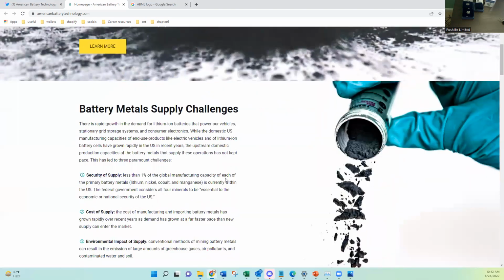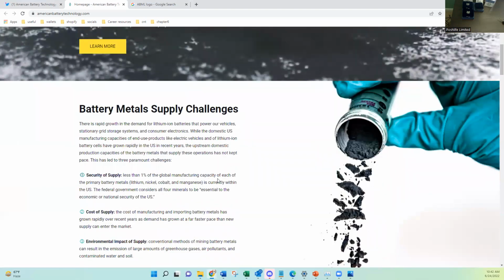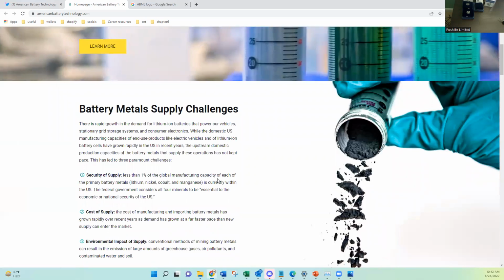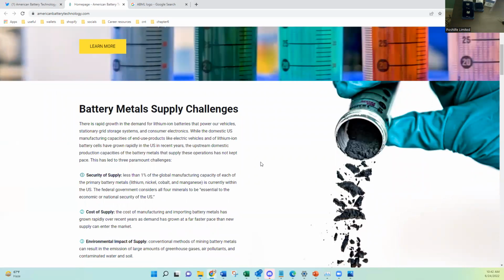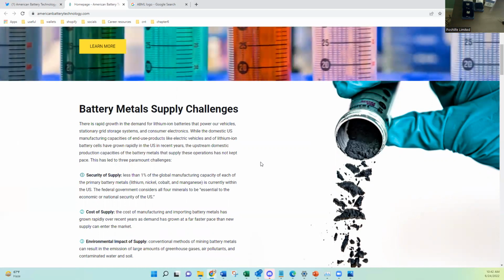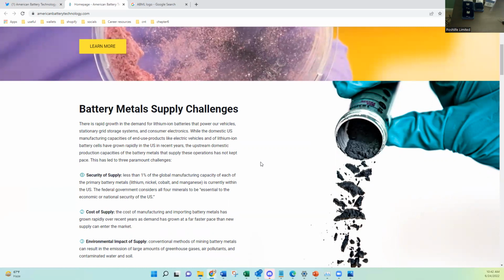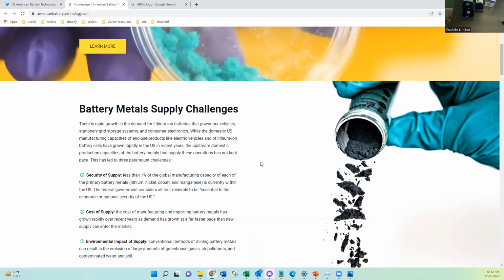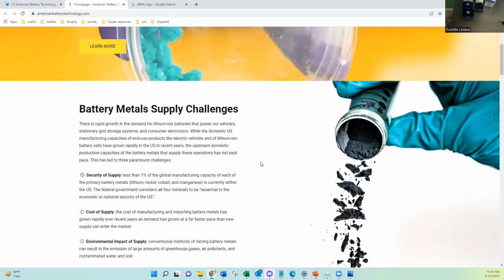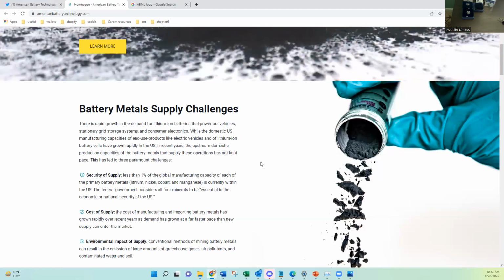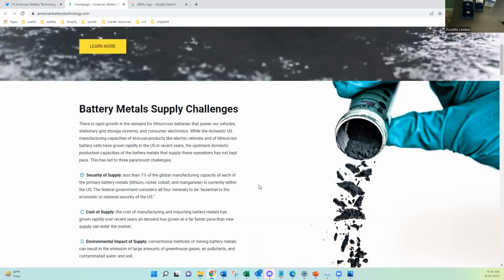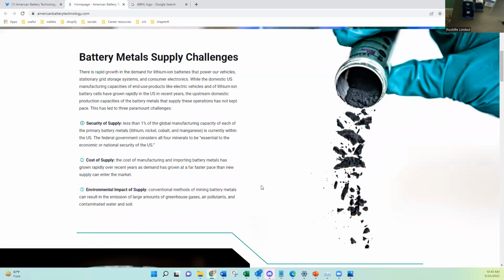So we'll go from security of supply, less than 1%. Global manufacturing capacity of each of the primary metals, lithium, nickel, cobalt, manganese, is currently within the U.S. The federal government considers all four minerals to be essential to the economic or national security of the U.S. The cost of supply, the cost of manufacturing and importing battery metals has grown rapidly over recent years as demand has grown at a far faster pace than new supply can enter the market.